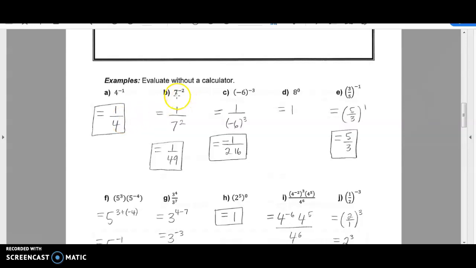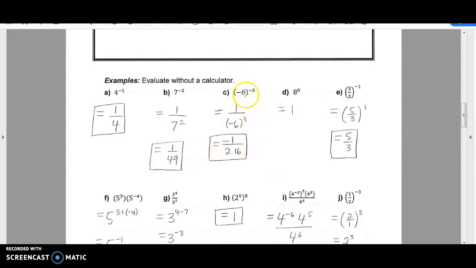So here we have 7 to the negative 2. If we want to evaluate that without a calculator, what do we do? We've got to change that negative exponent to a positive. How do we do that? We flip the base, so 7 becomes 1 over 7, and the exponent, instead of negative 2, becomes positive 2. Now we can evaluate. 7 squared is 49, right? So the final answer here is 1 over 49.